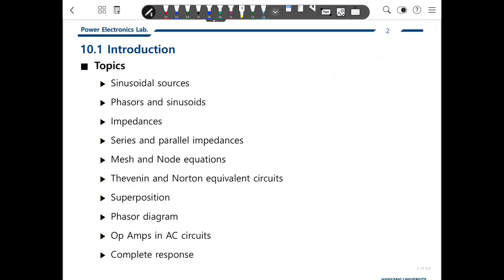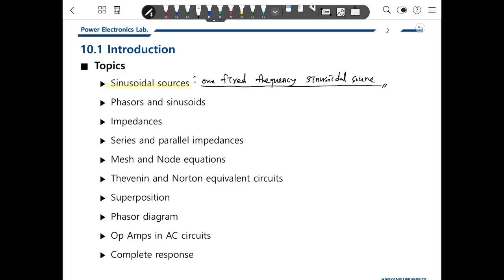So in this chapter, we will discuss several topics. What is a sinusoidal source? That means we have only one fixed frequency sinusoidal source. Because the frequency of the source is fixed, all the current and voltage in the circuit have the same frequency. So we can see the characteristic of the circuit according to only one fixed frequency.